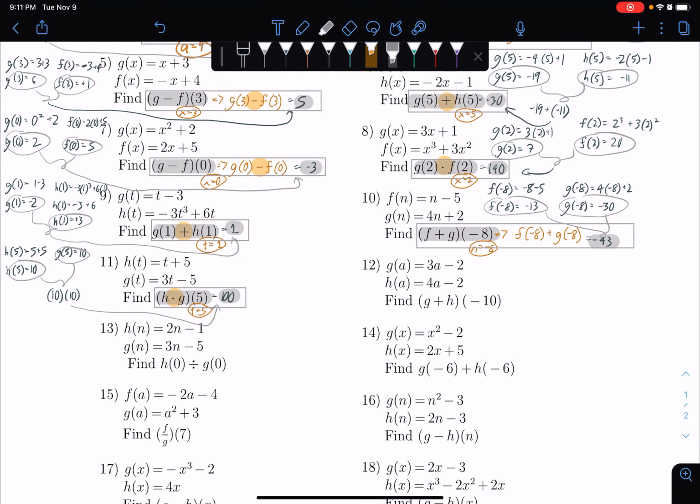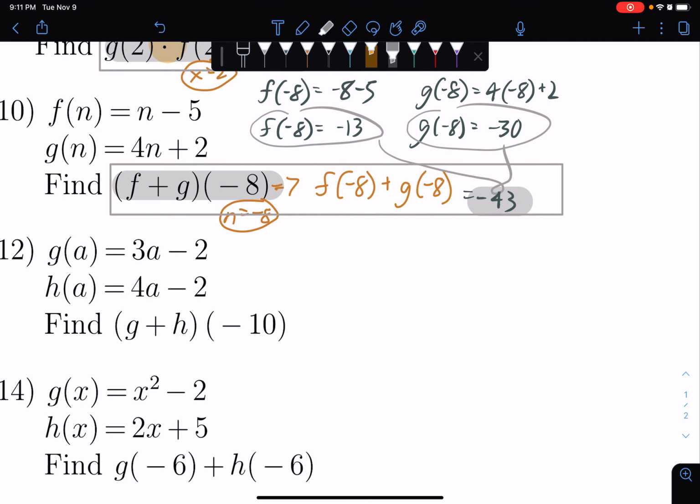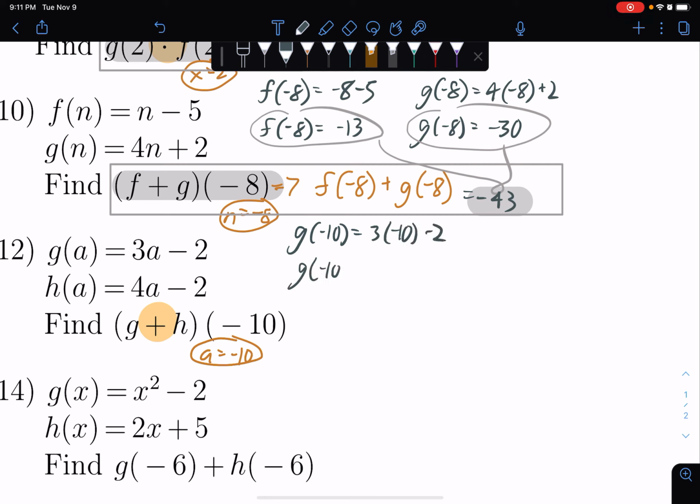Alright, let's move to number 12. Okay, we acknowledge that the operation is addition and our a is equal to negative 10. Let's solve for g of a. So g of negative 10 is equivalent to 3 times negative 10 minus 2. G of negative 10 is equivalent to negative 32, since negative 30 minus 2, or in other words, negative 30 plus negative 2 is negative 32.